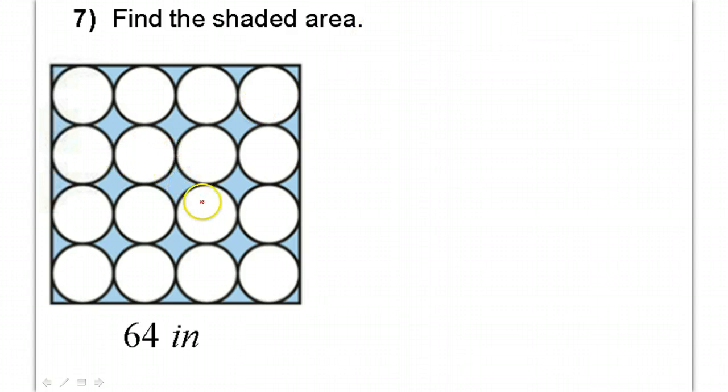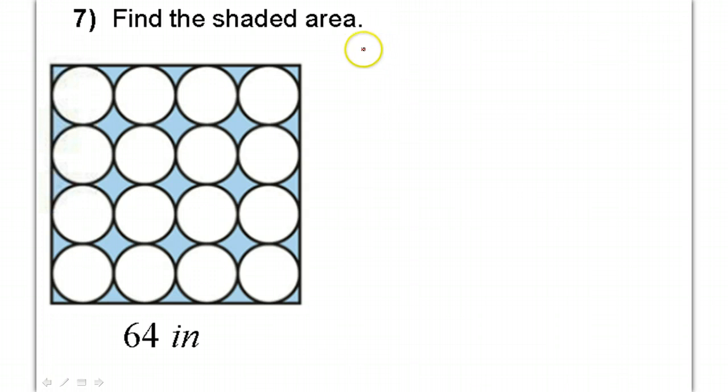So look at this picture. What are we going to subtract from what to get the shaded spaces in between? Alright, hopefully you were saying we need to take the square minus the circles. It's always the outer shape minus the inner shape or shapes to get the spaces in between.